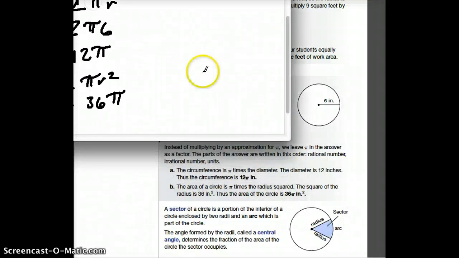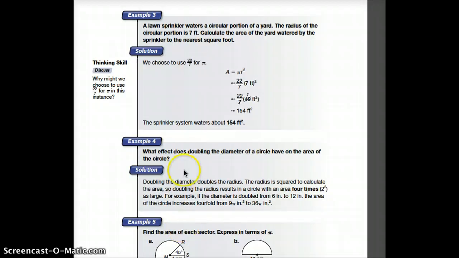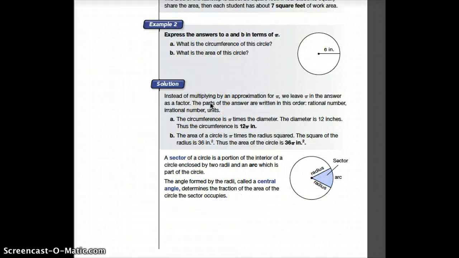And that's true. If you want to leave the pi, go ahead and leave it, like I left this 12 pi and this 36 pi. That's fine. You don't have to multiply it by 3.14 each time. All right. So next, a sector of a circle is a portion of the interior of the circle enclosed by 2 radii and the arc, which is part of the circle. The angle formed by the radii, called the central angle, determines the fraction of the area of the circle the sector occupies.